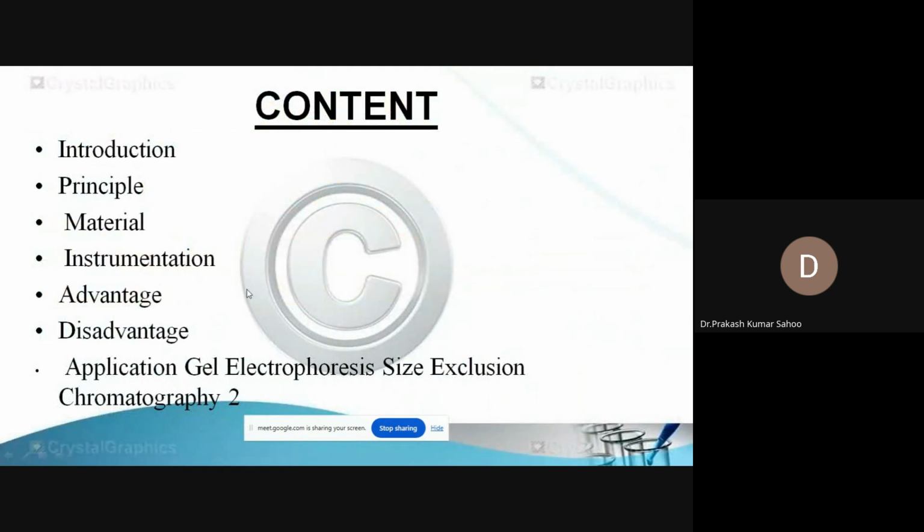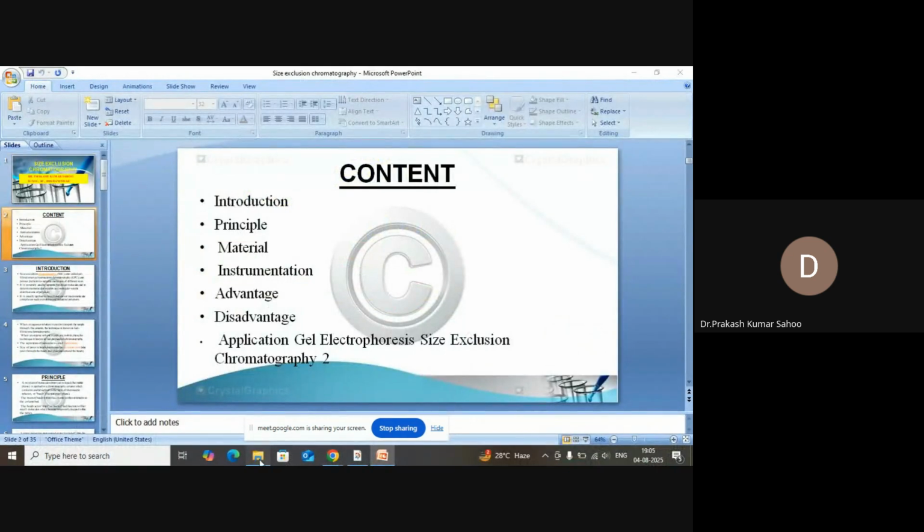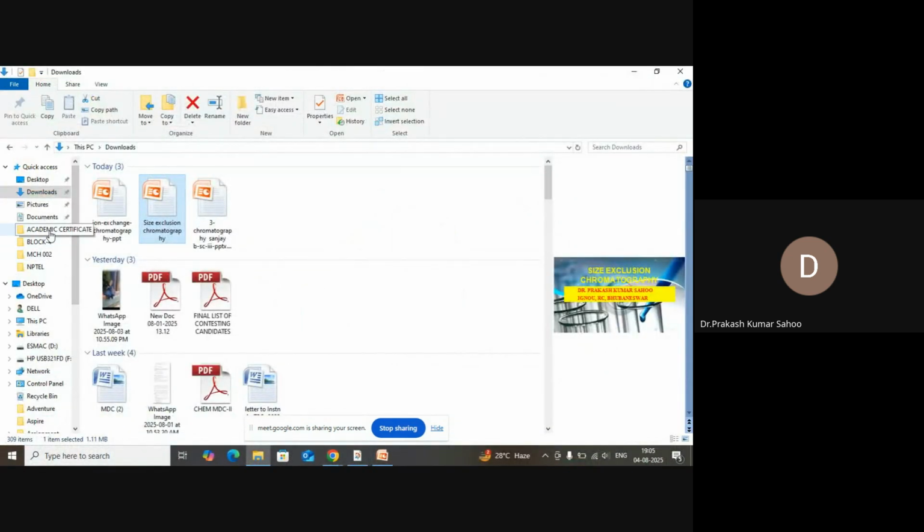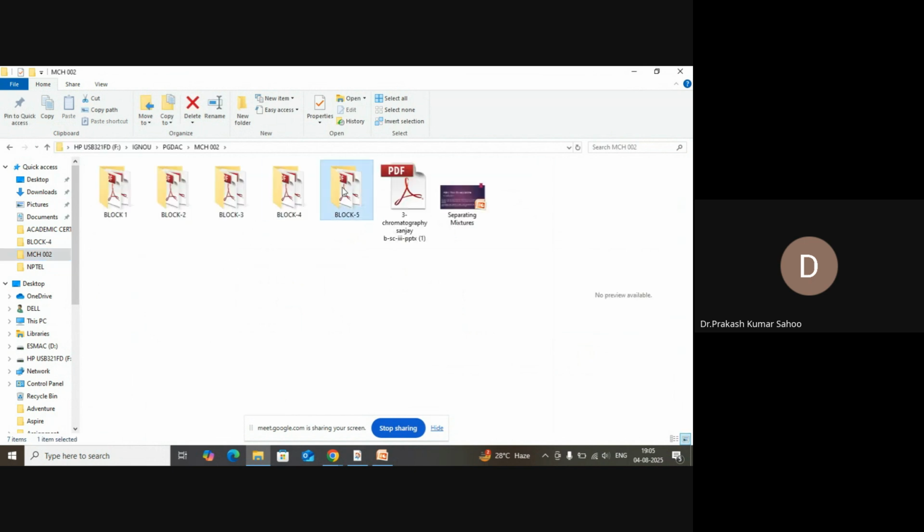These are the contents of this presentation: introduction followed by principle, material, instrumentation, advantages, disadvantages, then applications of gel electrophoresis and size exclusion chromatography. Electrophoresis is also one of your units, unit 11, I think.